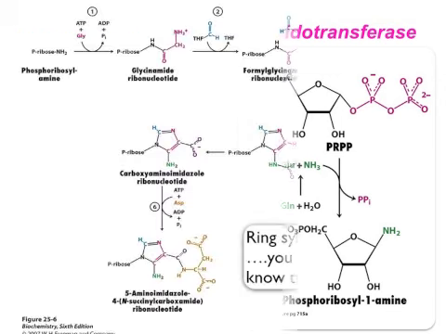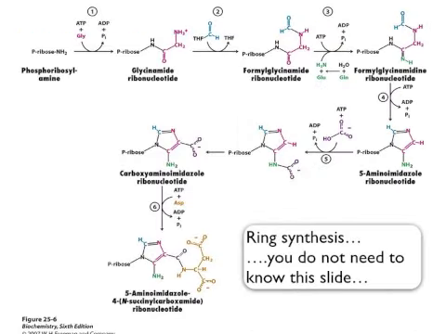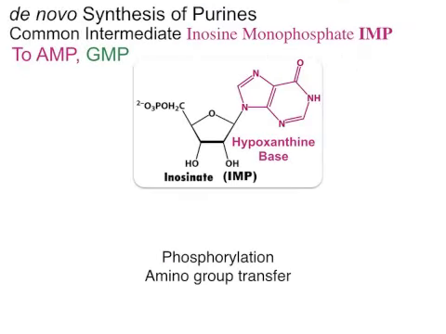And here are the next steps. You'll be happy to know that you do not need to know these steps at all. In fact, we're going to go straight from phosphoribosylamine all the way to the next major intermediate. And this is inosinate. This is a common intermediate in both the synthesis of AMP and GMP. Inosinate is also called inosine monophosphate, IMP. IMP has a hypoxanthine base.